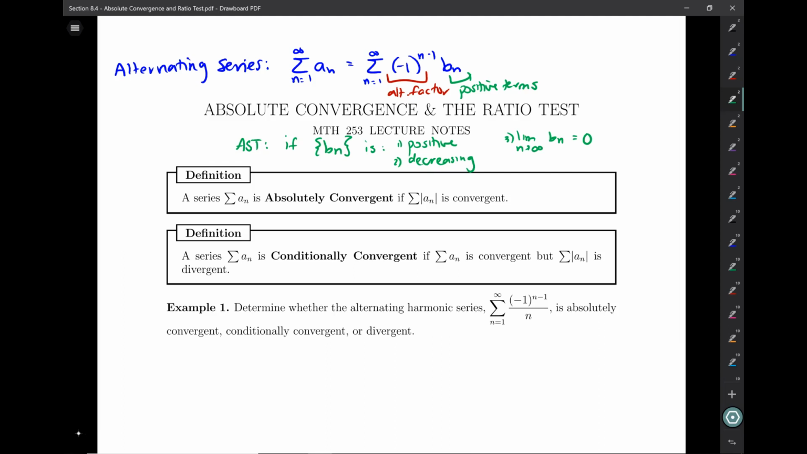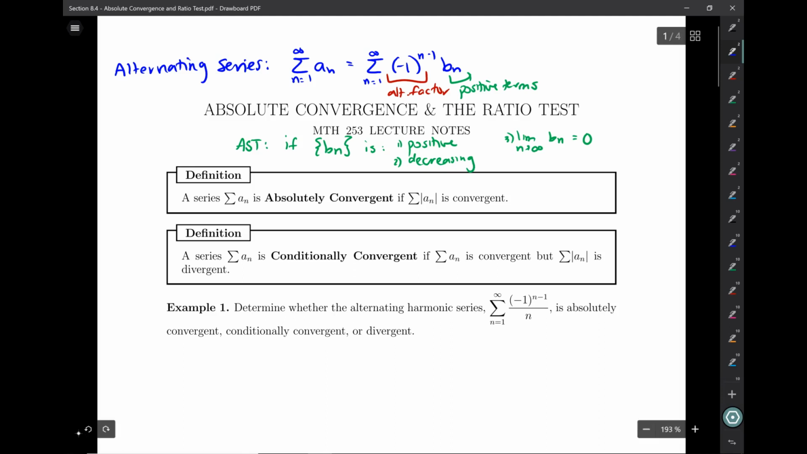So we're going to look at another definition today, well, two, I guess. One of them is absolutely convergent. A lot of times when we are looking at an alternating series, we can state whether it converges or not, but sometimes we can also go a step further and state whether it converges absolutely or converges conditionally.